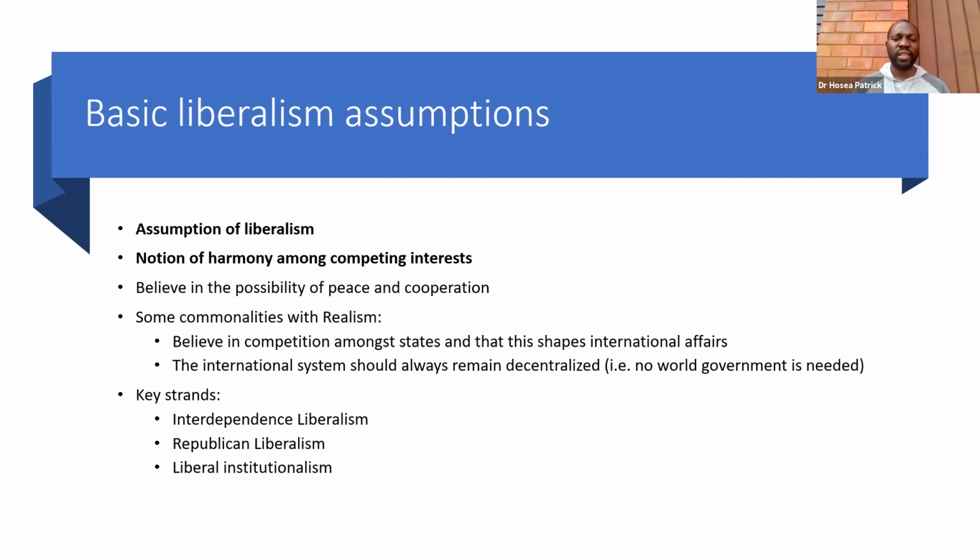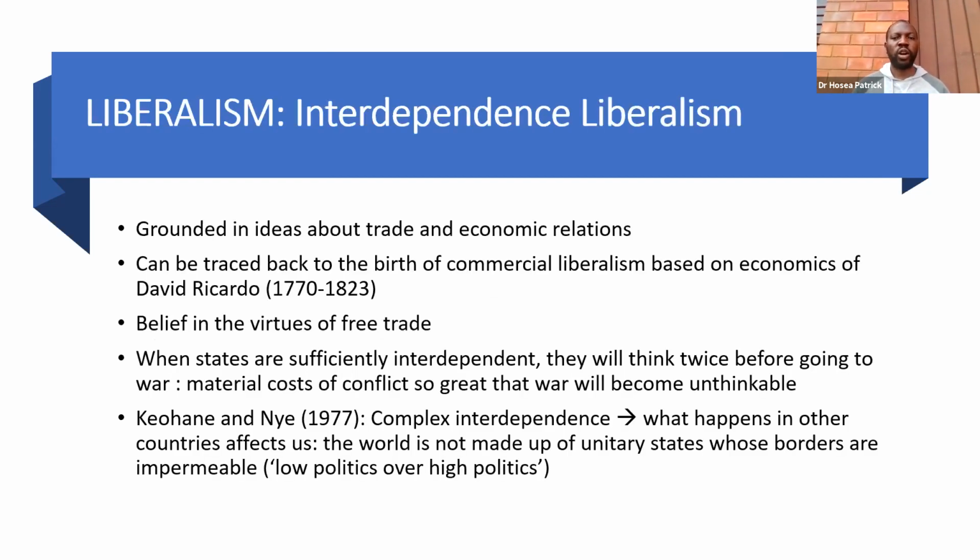And then they also say the international system can remain decentralized. Yes, we don't actually need a government, but we can work together within this space. We can have rules and regulations that we all abide by. So in as much as we don't have an international government or international policing system, quote and unquote, we have rules and regulations that we can abide by. So this is the position of interdependence liberalism. From the premise of interdependence, we can relate together, and they are grounded in ideas about trade and economic relations. The argument here is that no man is an island.